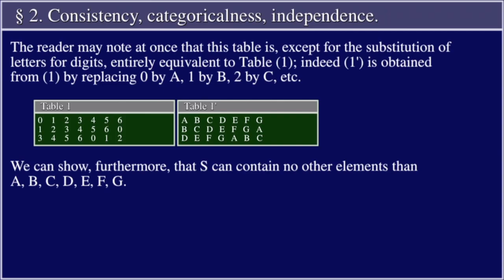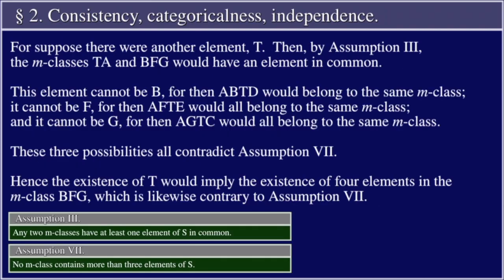We can now show furthermore that S can contain no other element than A, B, C, D, E, F, G. For suppose there were another element T. Then, by assumption 3, the M classes TA and BFG would have an element in common. This element cannot be B, for then ABTD would belong to the same M class. It cannot be F, for then AFTE would all belong to the same M class. And it cannot be G, for then AGTC would all belong to the same M class. These 3 possibilities all contradict assumption 7.